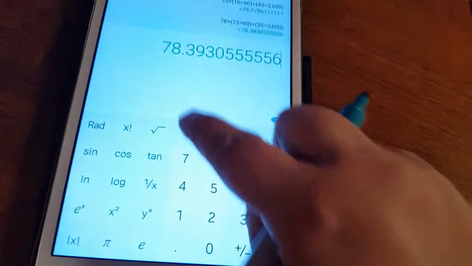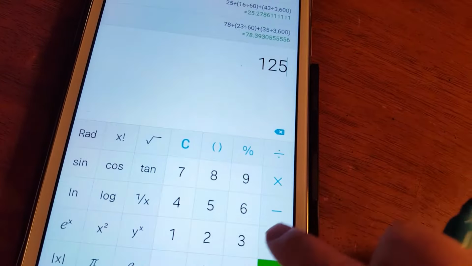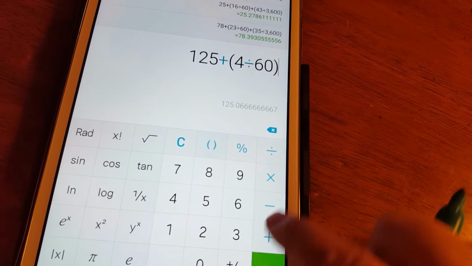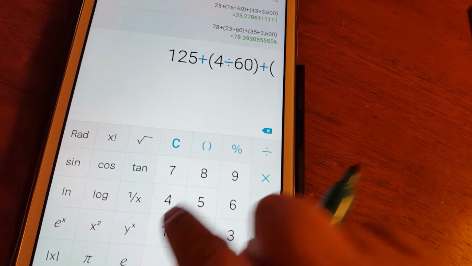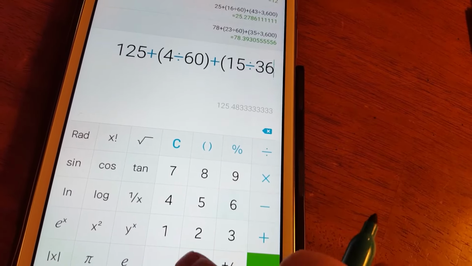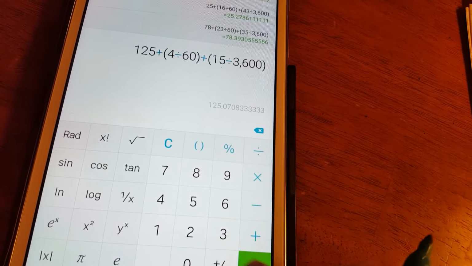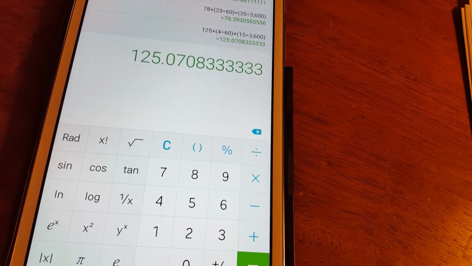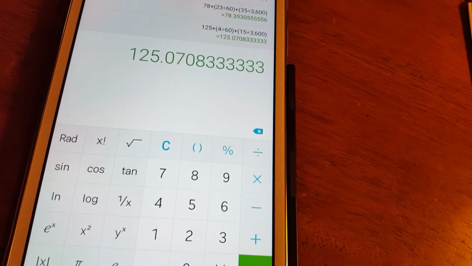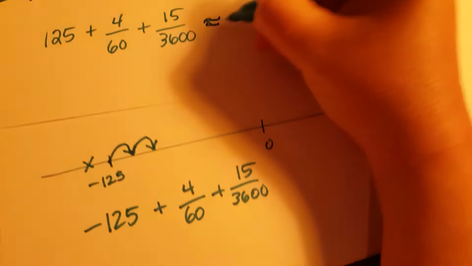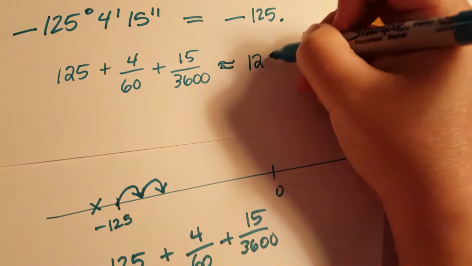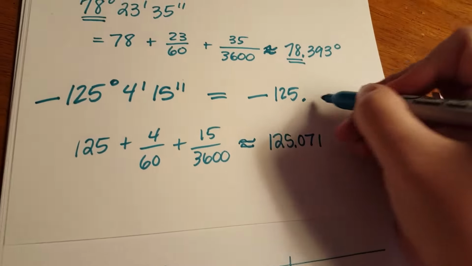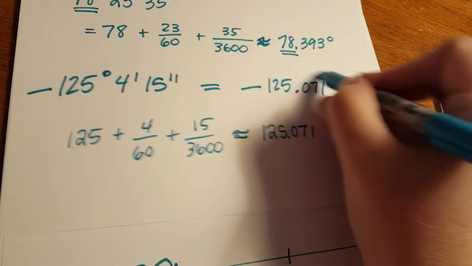Okay, so 125 plus 4/60ths plus 15/3600ths gives me 125.0708, so 0.071. So 125.071. And I know that it's supposed to be negative, so that's just going to be negative.